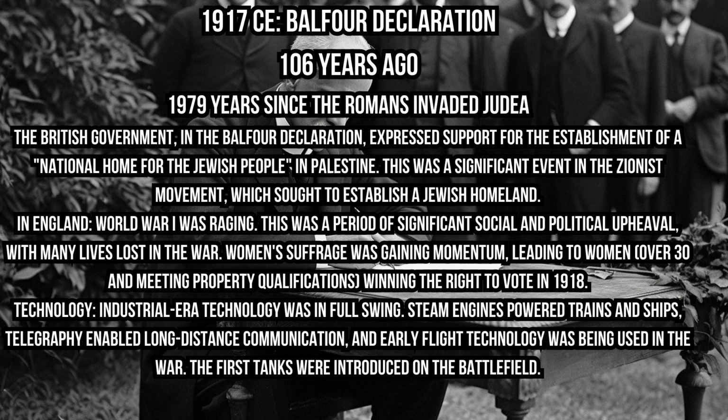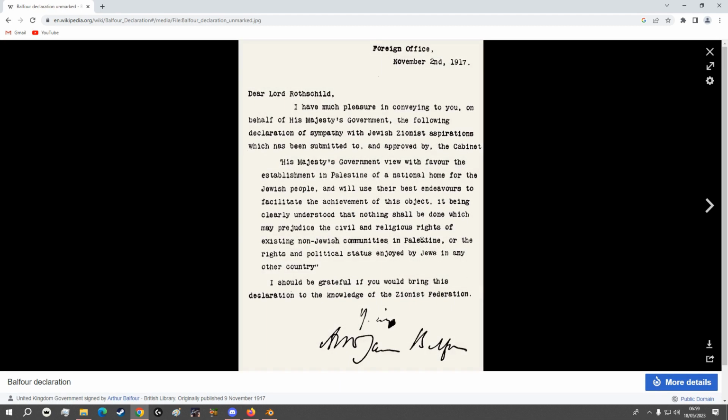1917: The Balfour Declaration. The British government in the Balfour Declaration expressed support for the establishment of a national home for the Jewish people in Palestine. This was a significant event in the Zionist movement, which sought to establish a Jewish homeland.